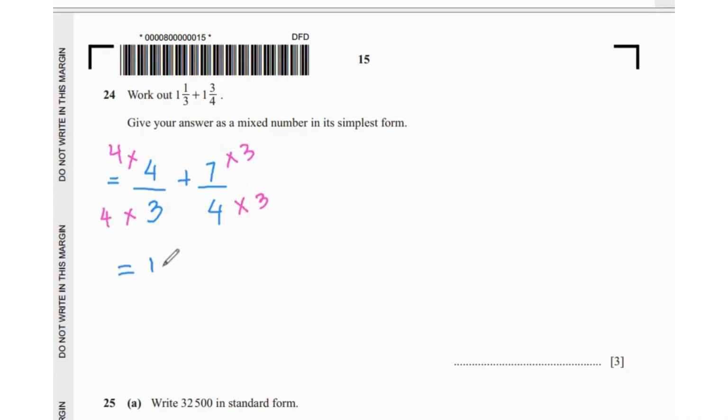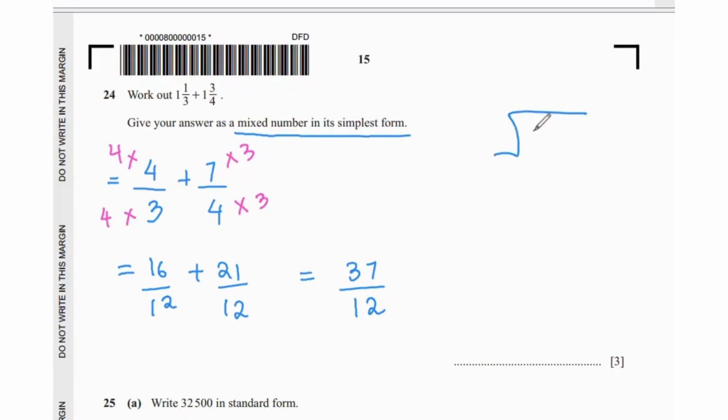So now we have 16 over 12 plus 21 over 12. 16 plus 21 is going to be 37. 37 over 12. Now we have to change this into a mixed number because that's what the question says. So for that, you divide 37 by 12. We know 12 times 3 is 36. So 3 whole number 1 over 12.